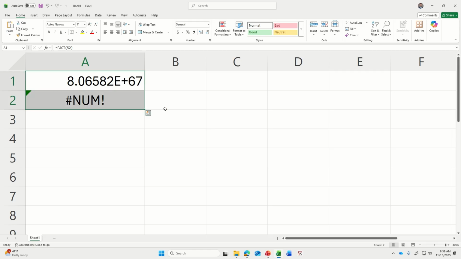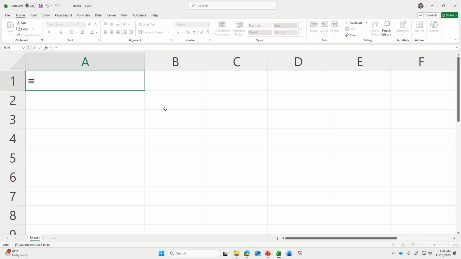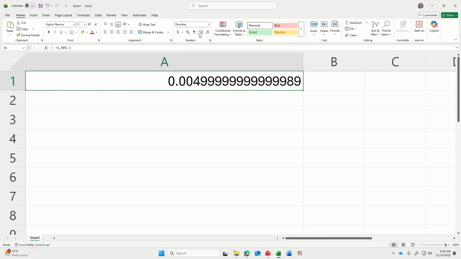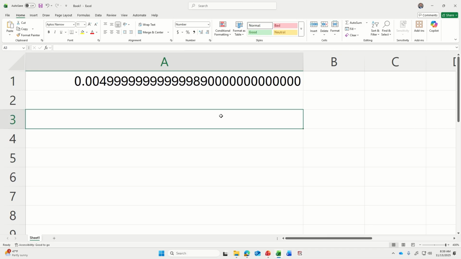Another kind of interesting consequence of this is, what if I type in 1.005 minus 1? What do you think the answer is going to be? 0.005, right? Okay, it looks like that might be true on the surface. Let's give me some more digits of accuracy. And my answer is 0.00499999999999999. Obviously, it's not true, right?